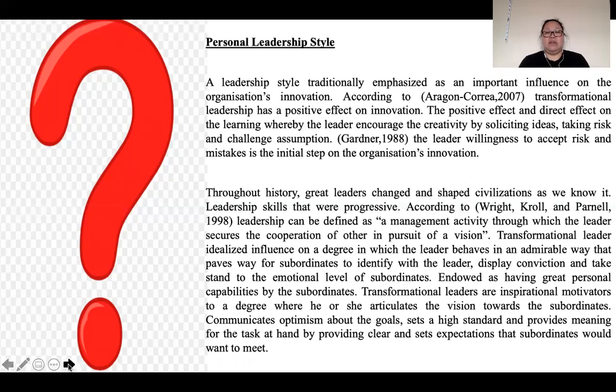subordinates. Endowed as having great personal capabilities by the subordinates, transformational leaders are inspirational motivators to a degree where he or she articulates the vision to the subordinates, communicates optimism about the goals, sets a high standard, and provides meaning for the task at hand by providing clear and set expectations that subordinates would want to meet.